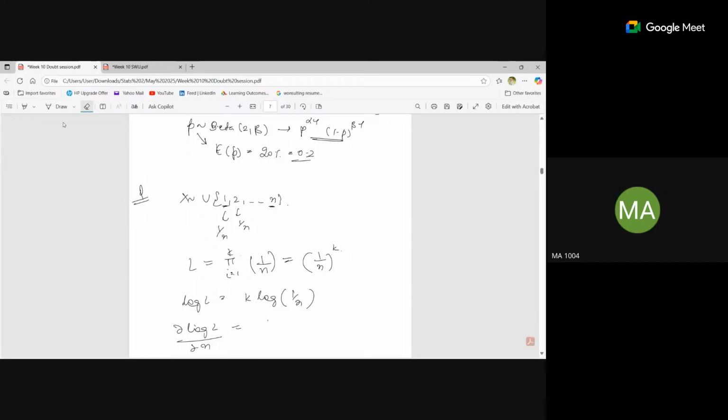See, my likelihood will be the product of i going from 1 to k. We won't be taking n, we will be taking k values, and each of the values has a probability of 1 by n, correct? We won't be taking n, we will be taking some other value which is k, i going from 1 to k. So this will be 1 by n raised to the power k.